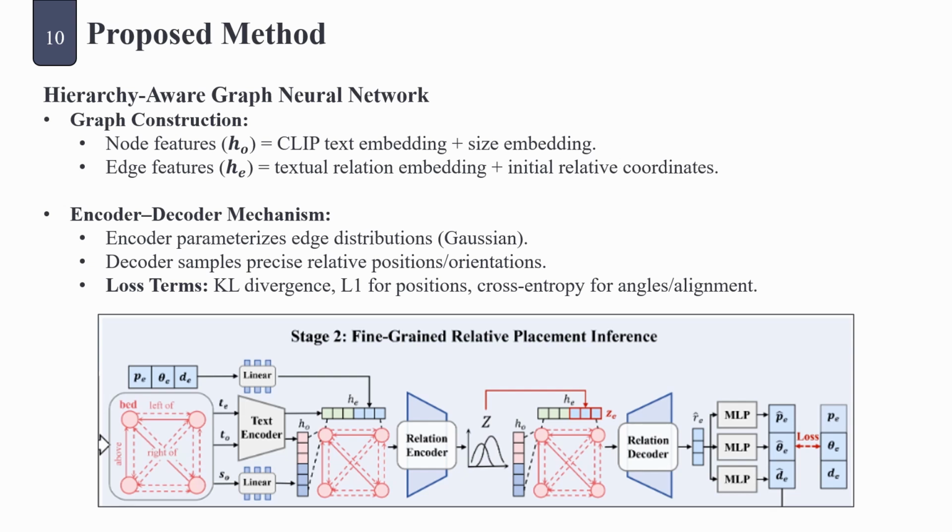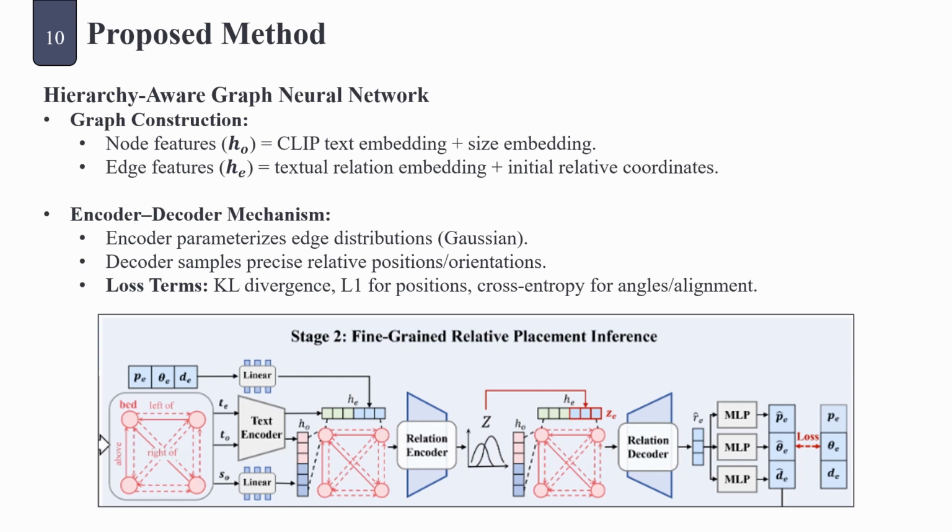The network uses an encoder-decoder structure with multiple rounds of message passing, where edge distributions are parameterized as Gaussian, and the decoder samples fine-grained relative placement such as position and orientation.